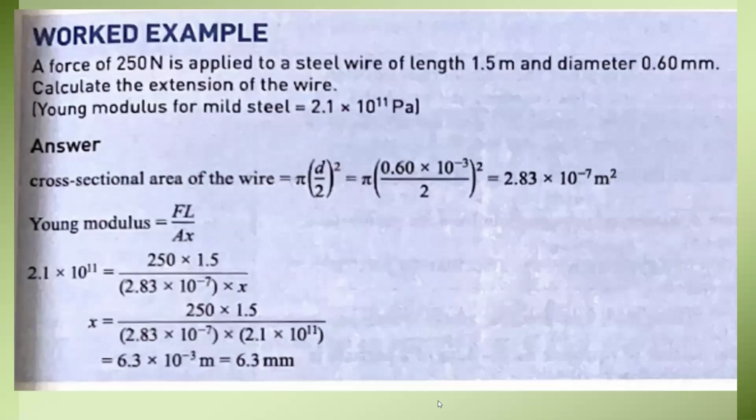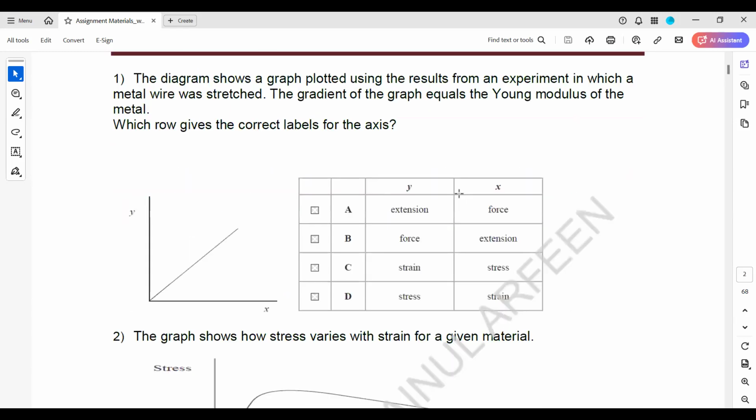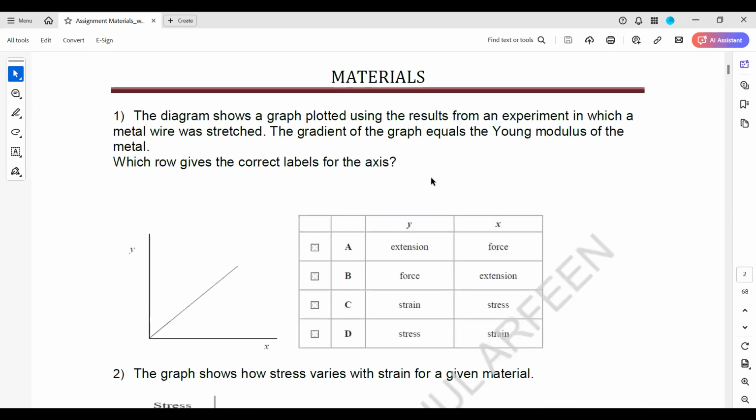Now we'll do some questions related to this topic. I'll share the file, just a minute. So this exercise is related to the topic materials. You can use the chat to answer the first question for MCQs. The diagram shows a graph plotted using the results of an experiment in which a metal wire was stretched. The gradient of the graph equals the Young's modulus. Which row gives the correct labels?